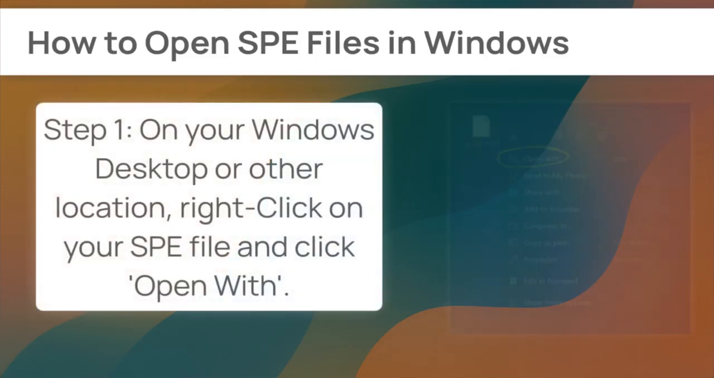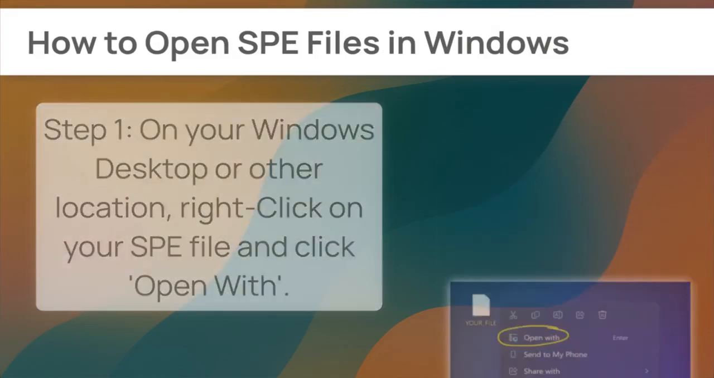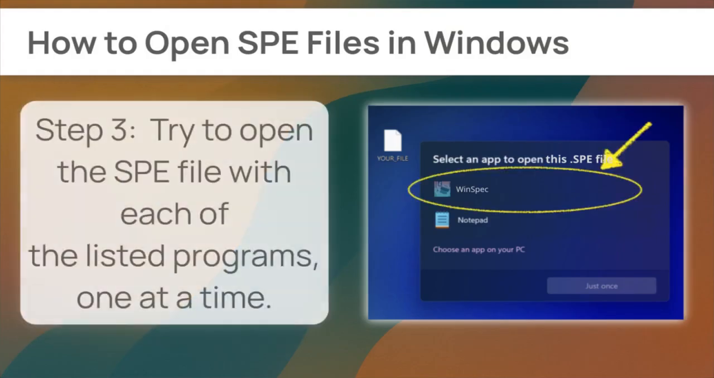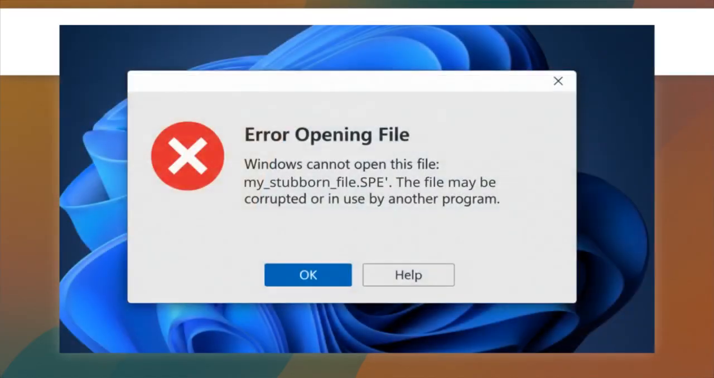To open this specific SPE file, right-click your file and select Open With. If WinSpec is available, use that first. If it's missing, choose another program. Don't worry if it takes a few attempts to find the right software. If your SPE file isn't cooperating, don't worry.